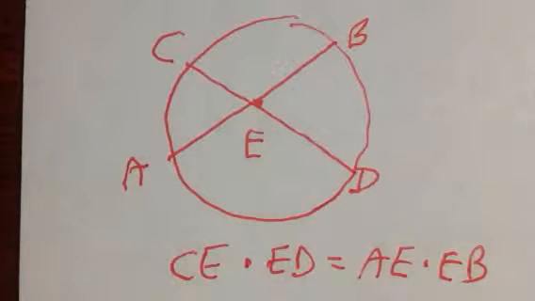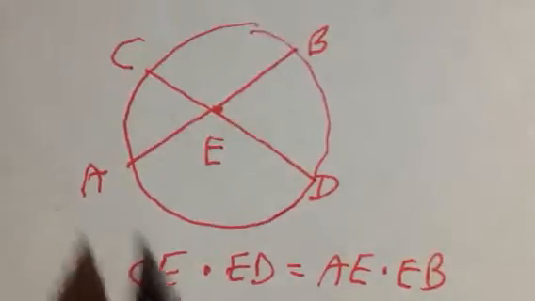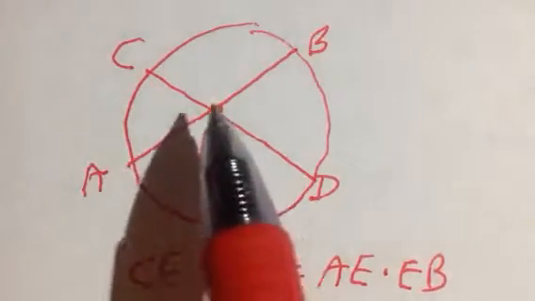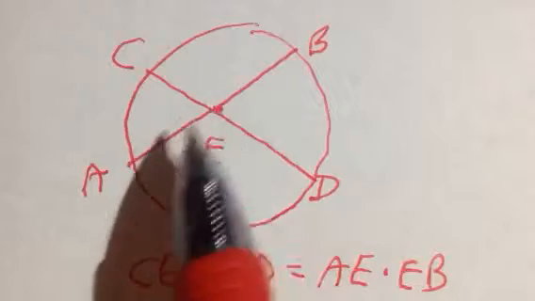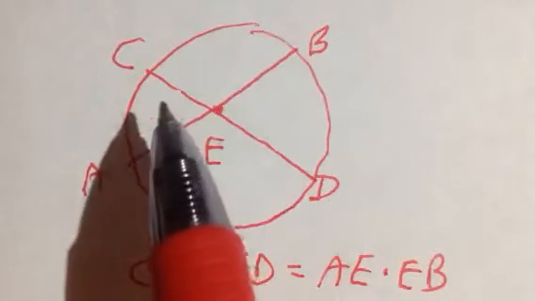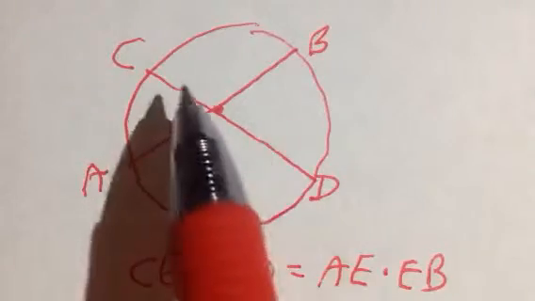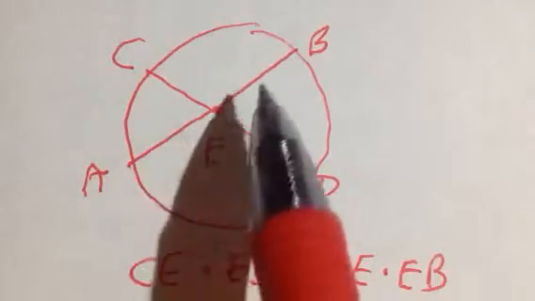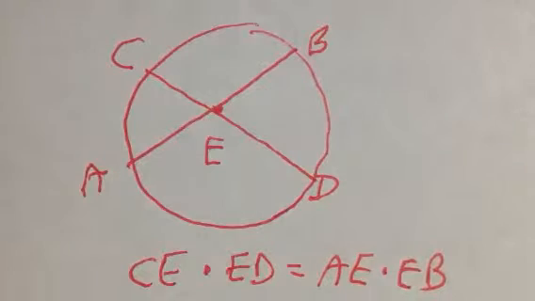So in other words, when the chords intersect, that point of intersection sort of cuts each of the chords into pieces, and the two pieces of each chord, when multiplied together, are equal for both chords. Okay, so how do we prove this theorem? Actually, the proof is relatively easy.